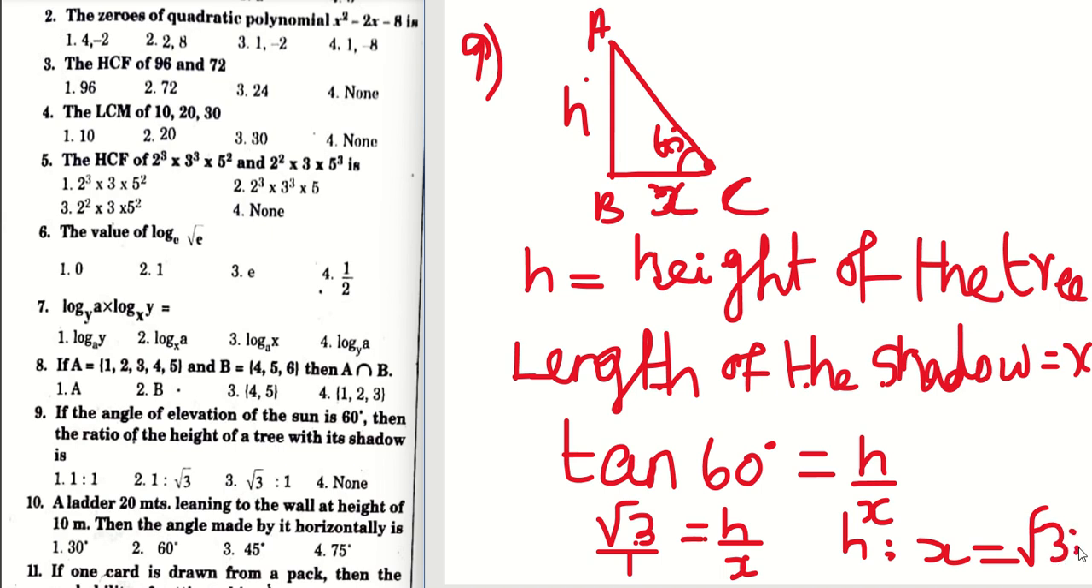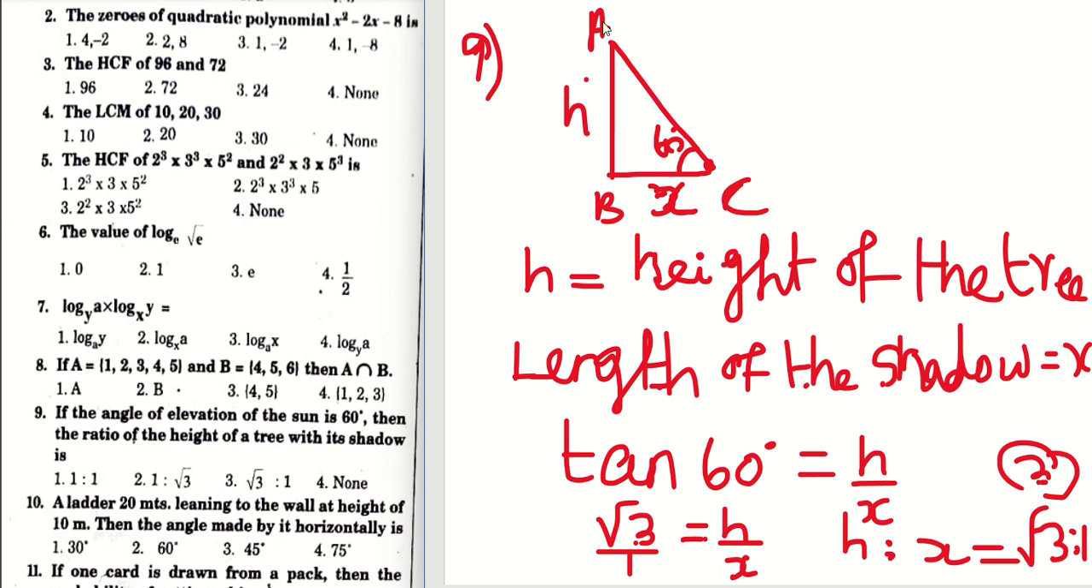So what is the ratio we are getting over here? It is root 3 is to 1. So let us see the options. First one is 1 is to 1. No, it's not a right option. 2, 1 is to root 3. That is also not a right option. 3, root 3 is to 1. Exactly. Yes. Option 3 is a right option.